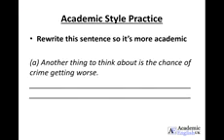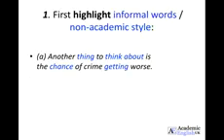Okay, academic style practice. See if you can rewrite this sentence so it's more academic. Another thing to think about is the chance of crime getting worse. Pause this slide and see if you can rewrite it, please. Answer. The first thing you should do is look at the sentence and see if you can highlight the informal or non-academic words. Here we have thing, think about, a phrasal verb, chance, and getting as informal words.